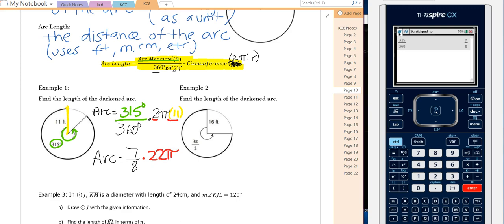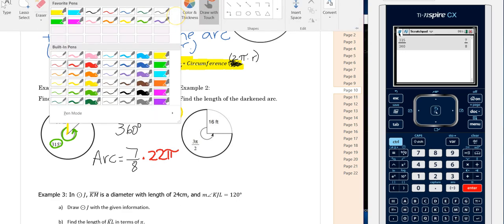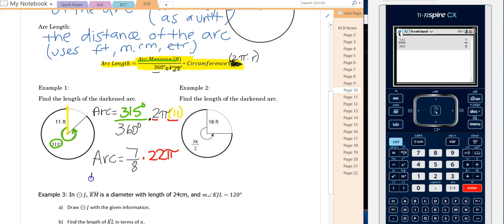Now to finally simplify your answer, you can take that 7/8 and multiply it by 22. We already have that 7/8 in our calculator, so I'm just going to multiply it by 22. That's going to give me 77 over 4, and I cannot forget to bring my pi down. So that is the measurement of my arc.